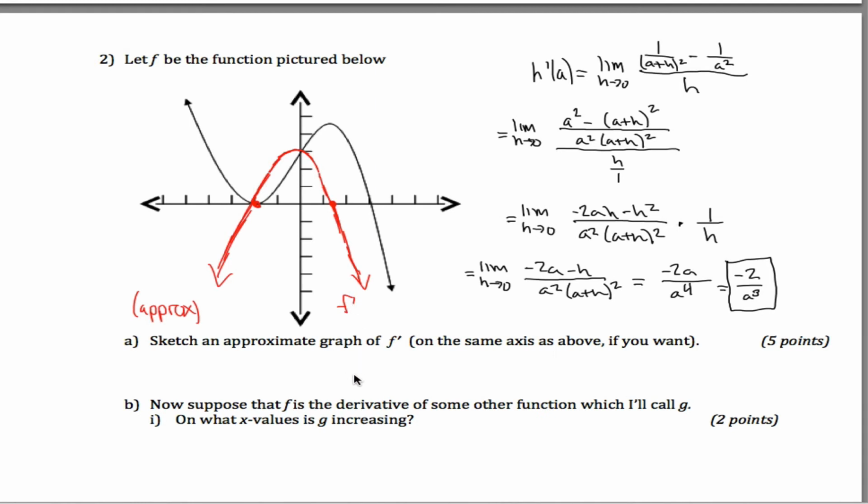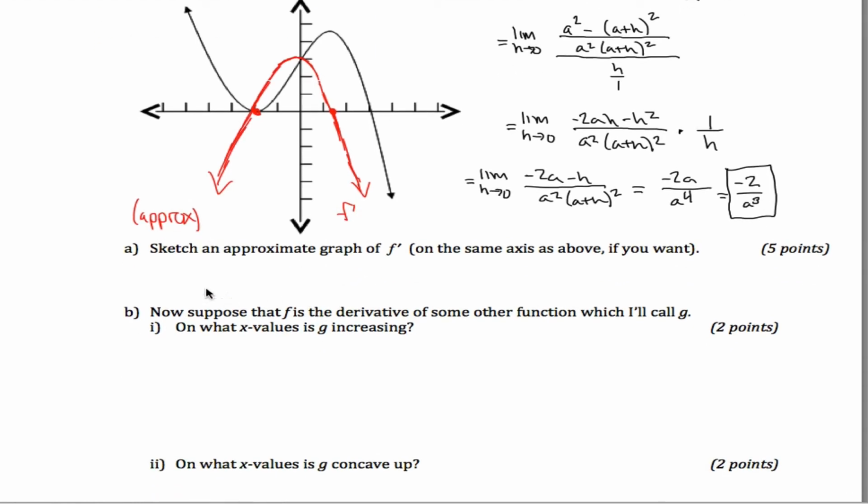All right, now I want to do a different problem. Now it says, ignore this thing in red right here. Suppose that the thing in black is itself the derivative. It's not the function anymore. It is itself the derivative. So this thing in black is the derivative. On what x values is the function, which I'm calling g, increasing? G is increasing when g prime is positive.